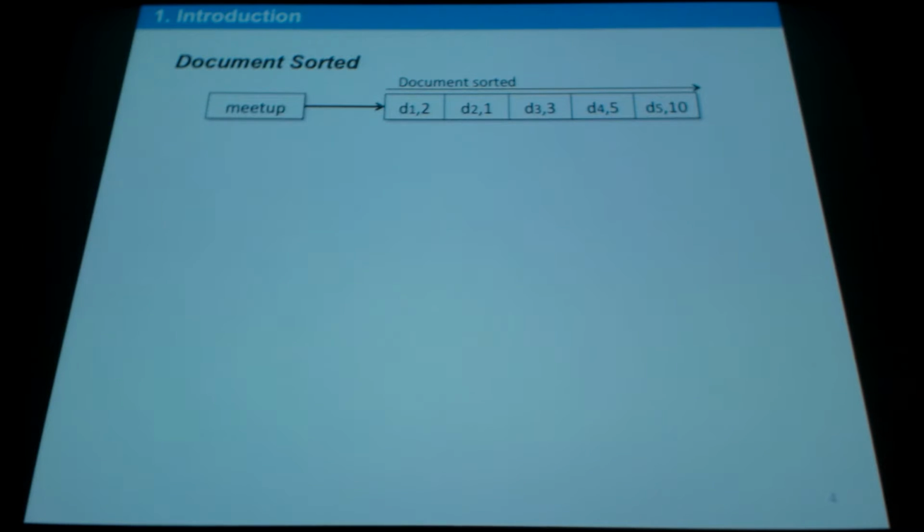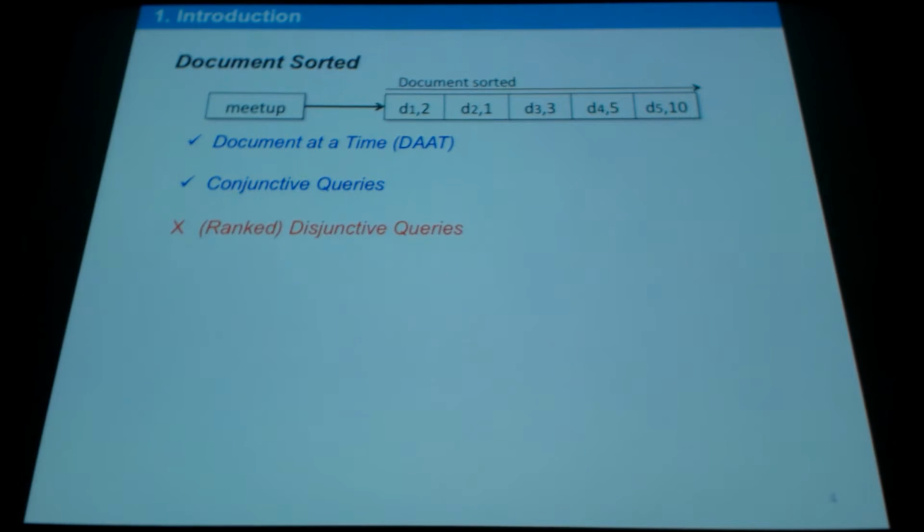There are two ways to construct the inverted index. One is to sort the list by document ID. Let's say the term is meetup, and the posting list is documents 1, 2, 3, 4, and 5. This scheme is really good for a type of algorithm called document-at-a-time query processing. It's also really good for processing conjunctive queries or intersections, but it's not that good for processing disjunctive queries or unions.